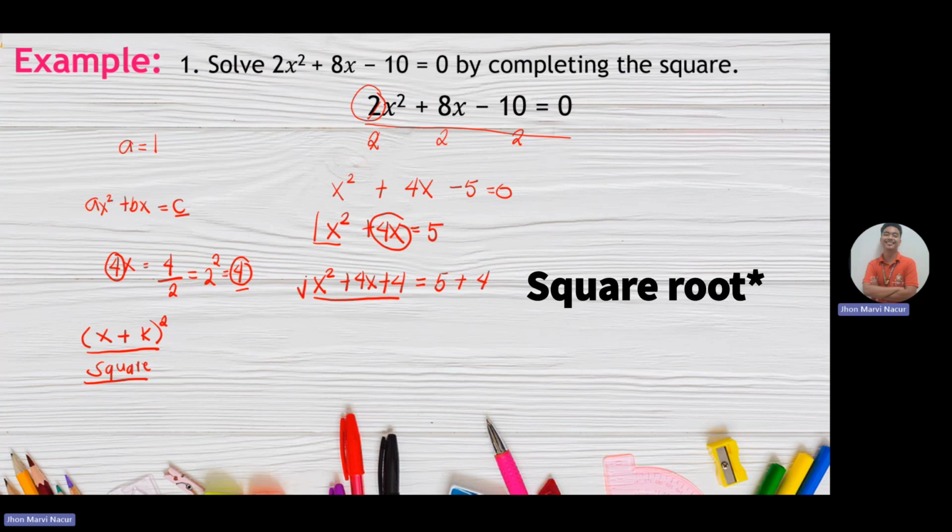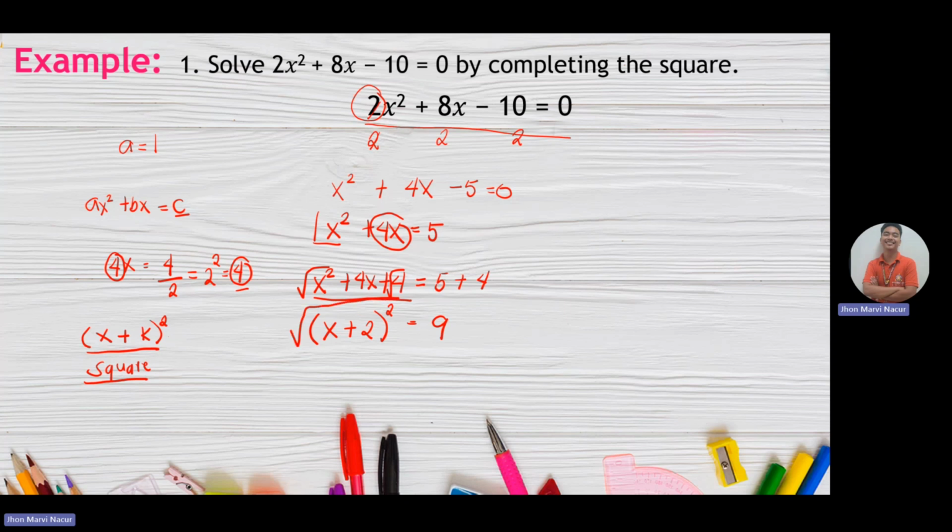So we need to square root x squared. It will become x. And then take the square root of the last term, which is 4. The square root of 4 is 2. Very good. And then, since this is the format, we need to write 2 squared. And then simplify the right-hand side. 5 plus 4 is simply 9.